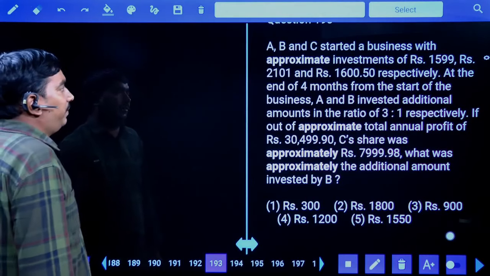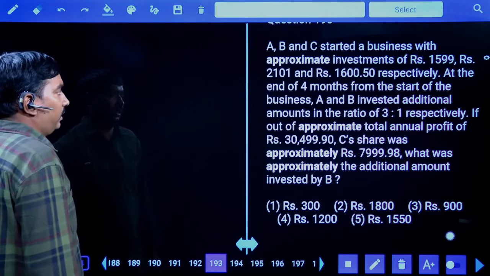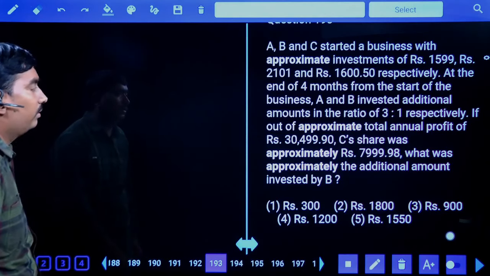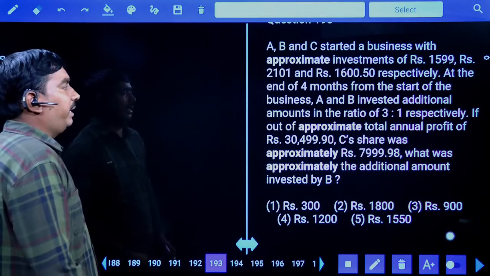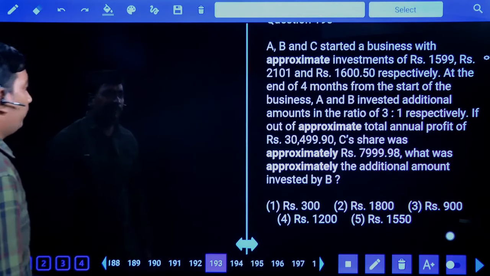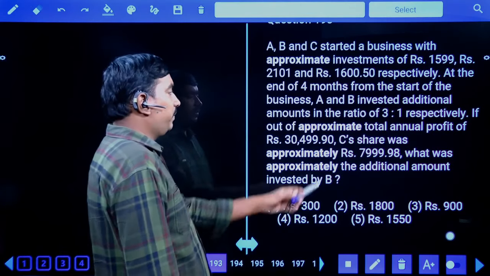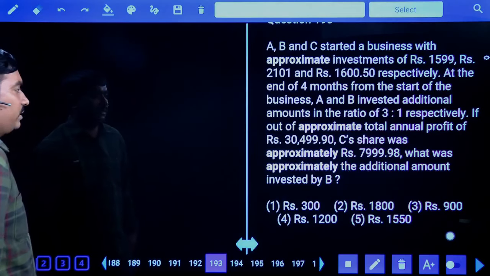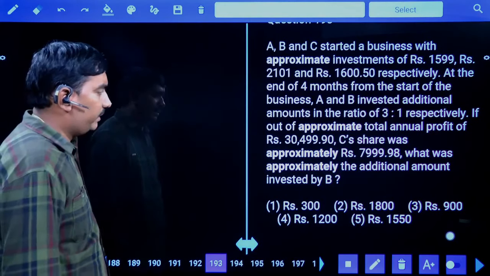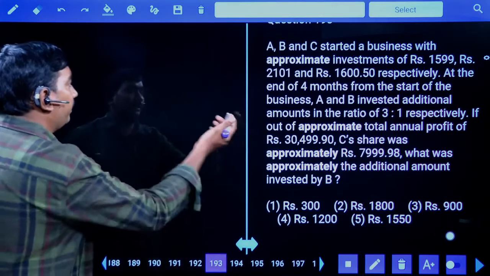A, B, C started a business with approximate investments of 1600, 2100 and 1600 respectively. At the end of 4 months from the start of the business, A and B invested additional amounts in the ratio of 3:1 respectively. Out of the approximate total annual profit of 30,500, C's share was 8,000. What was the additional amount invested by B?